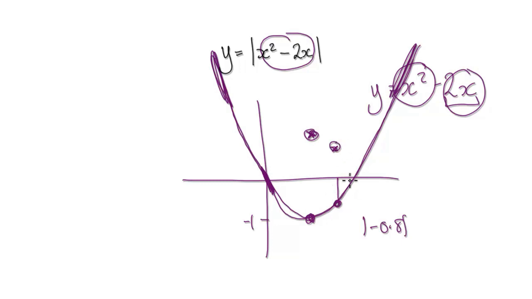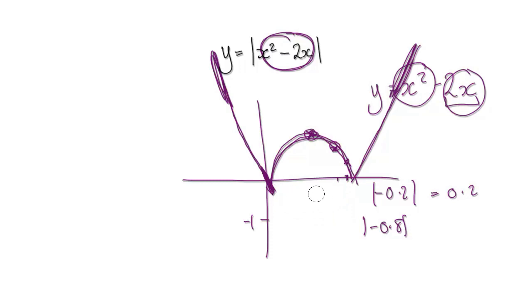Let's have a look at this one here. Let's imagine this is -0.2. What's the absolute value of -0.2? It would be 0.2, so it would be somewhere around here. So as it turns out, when you take the absolute value of this thing here, all the negatives here become positive. So your graph will look like this.